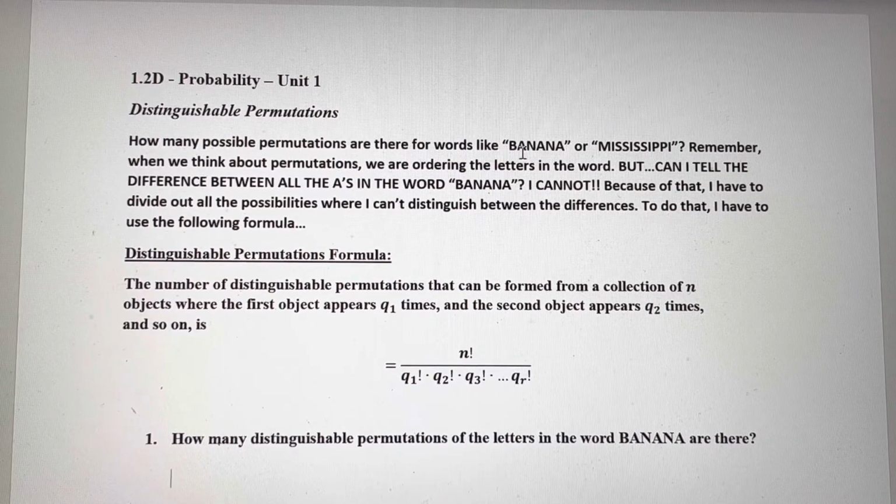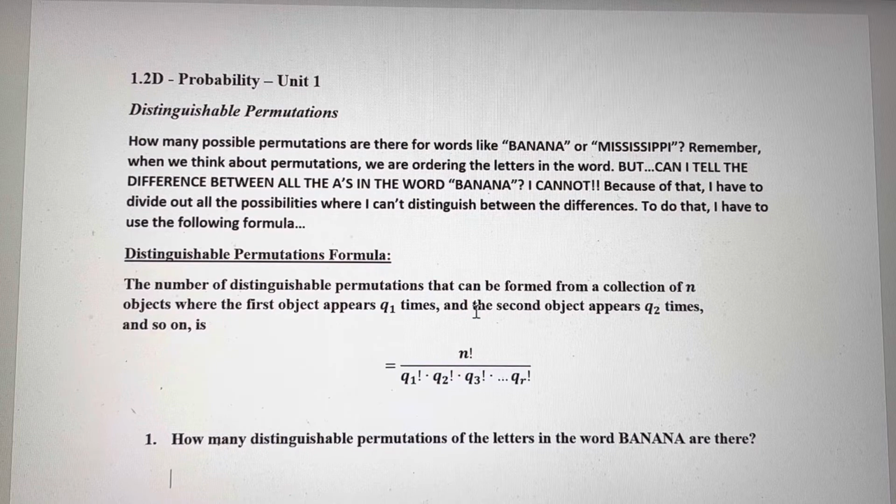If I place this A first in the arrangement and I place this A second, I can't tell the difference between those two unless I were to color them red, blue, and yellow over here, something like that. But when I look at this word, I can't distinguish between these A's, I can't distinguish between these N's. So because of that, what I need to do is divide out the possibilities where the A's are indistinguishable. To do that, I'm going to have to use a formula.